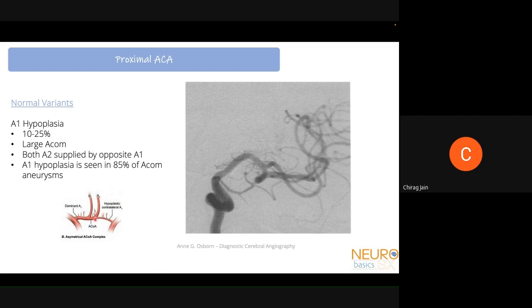through the ACOM. The important thing to remember is that in 85% of ACOM aneurysms, you're going to see A1 hypoplasia. And that makes a lot of sense, because if the A1 is hypoplastic, there's a large flow through the ACOM, and because there's a large flow, it's most likely a little bit turbulent and most likely to give rise to aneurysms. So here, as we can see in DSA, this ICA is giving rise to an MCA, but absolutely no A1 ACA is seen here.